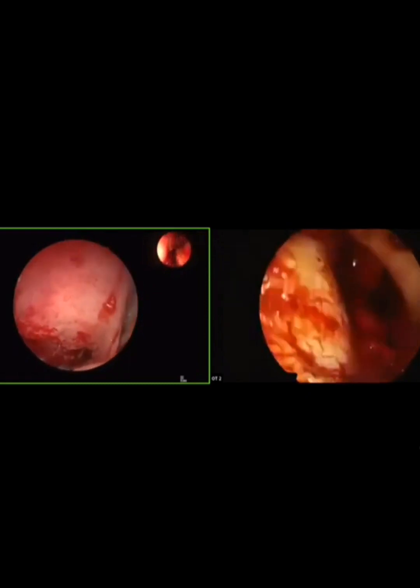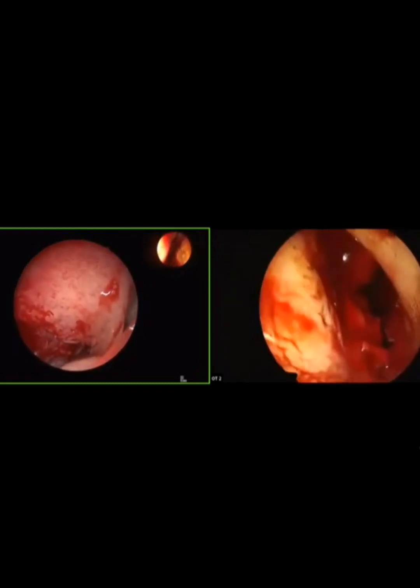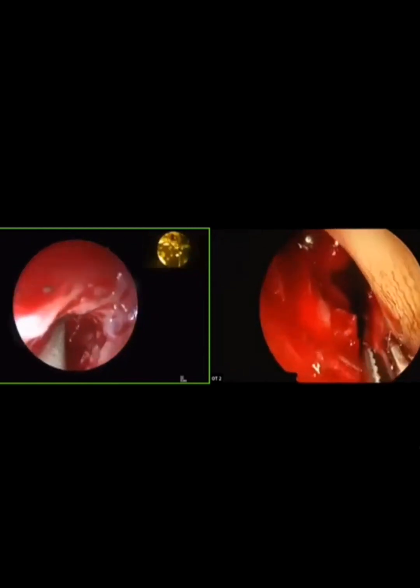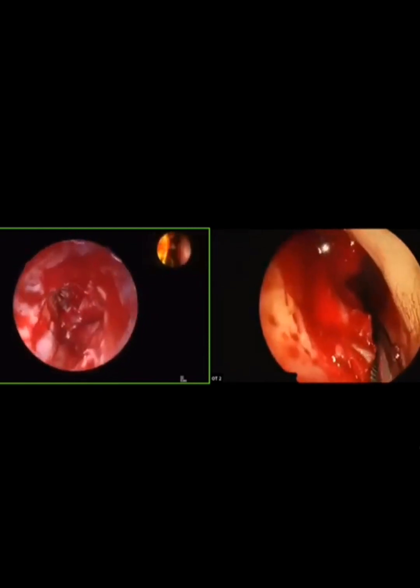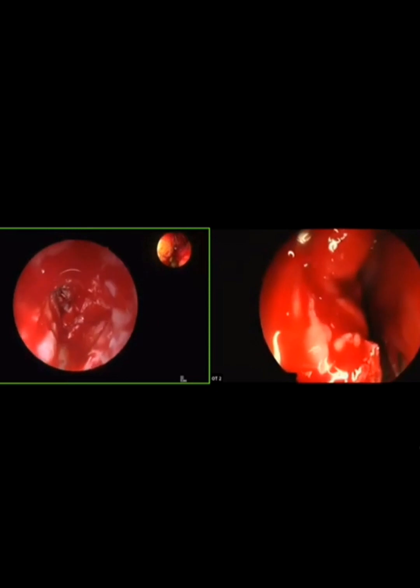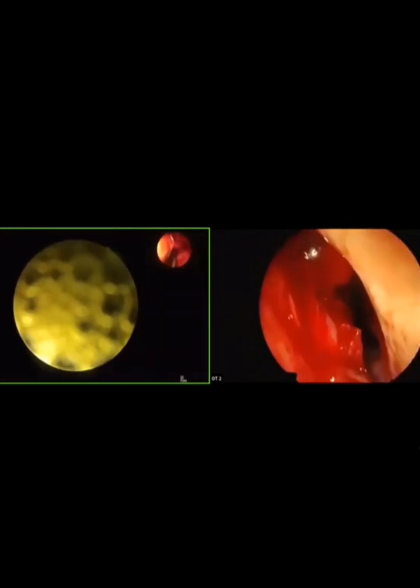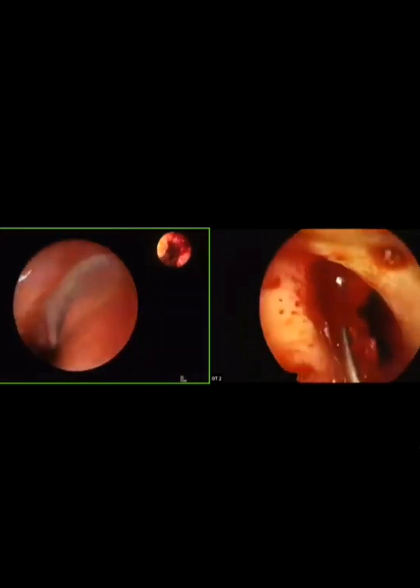For juniors, always don't put the scope like this. No camera tilt. Always keep the camera in the proper position. Otherwise it misguides anatomical landmarks, and you may injure the surrounding structures. Let me try with the ball point again, if I can remove it.